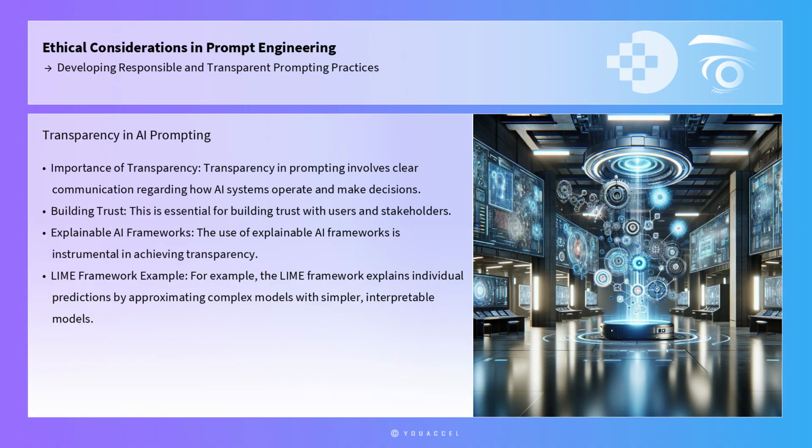Transparency in prompting involves clear communication regarding how AI systems operate and make decisions. This is essential for building trust with users and stakeholders. The use of explainable AI frameworks is instrumental in achieving transparency. These frameworks provide insights into the decision-making processes of AI systems, allowing users to understand the rationale behind specific outputs. For example, the LIME framework explains individual predictions by approximating complex models with simpler, interpretable models.